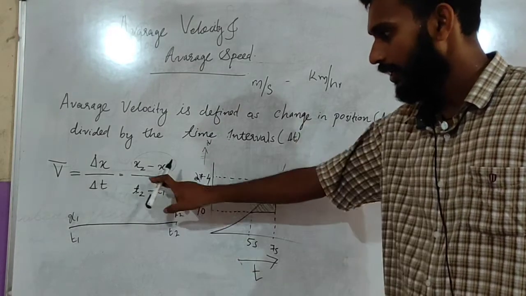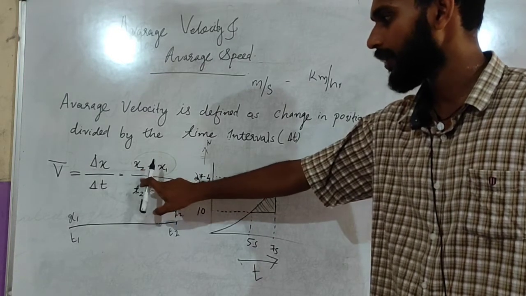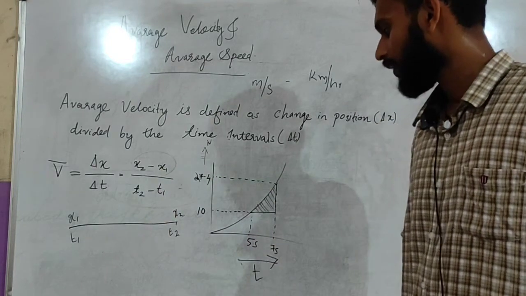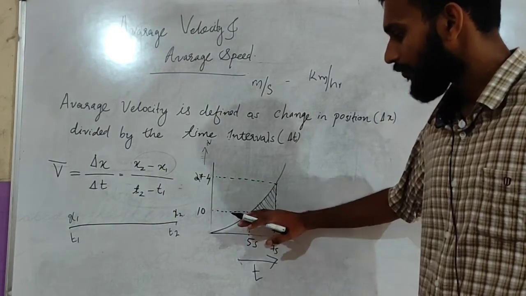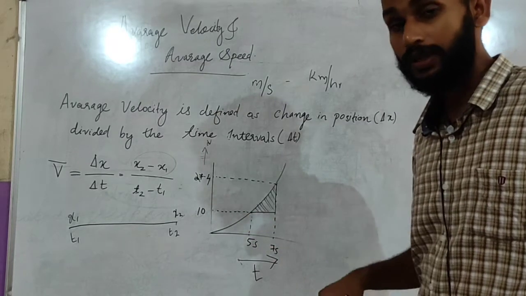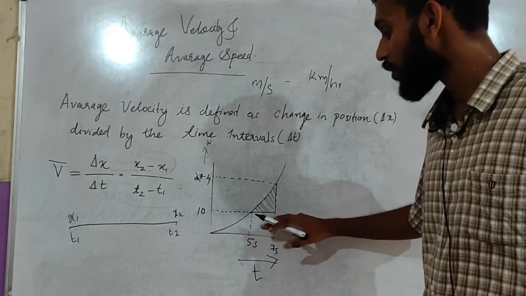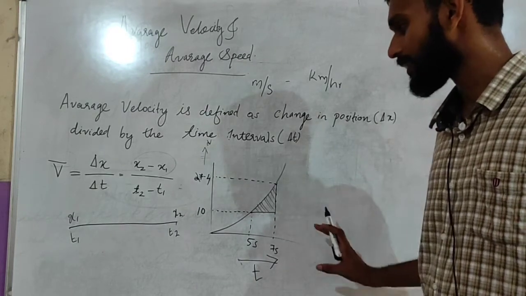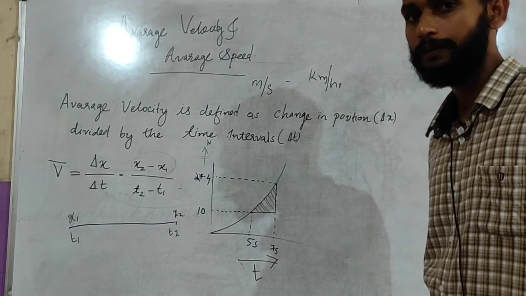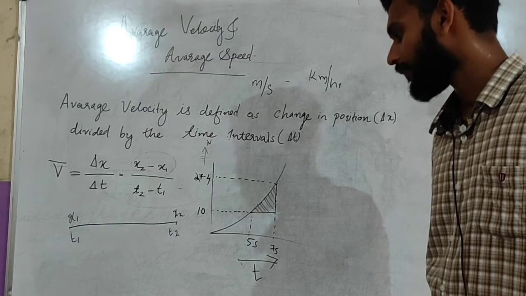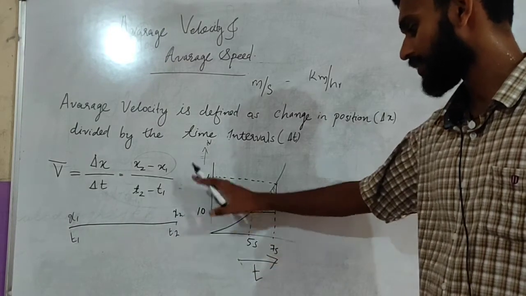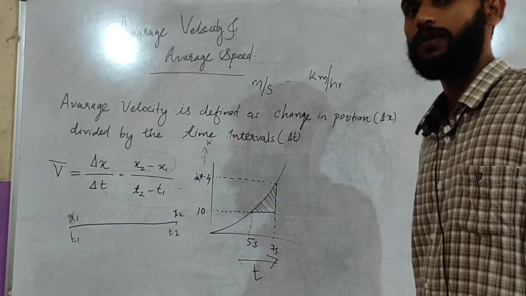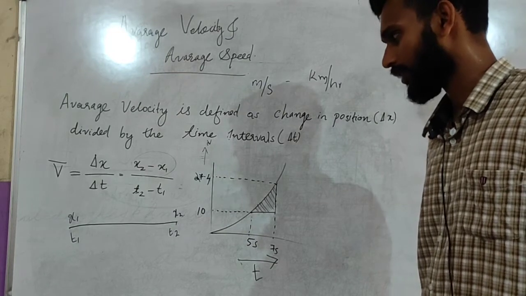We know that x2 is the position at a particular time t2 and x1 is the position at a particular time t1. Geometrically, you have to find out the slope of the graph. In this case, if it is the x-t graph, then if you find out the slope, you will get the average velocity.